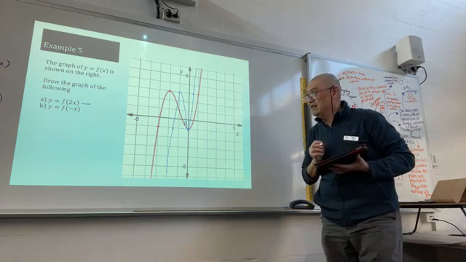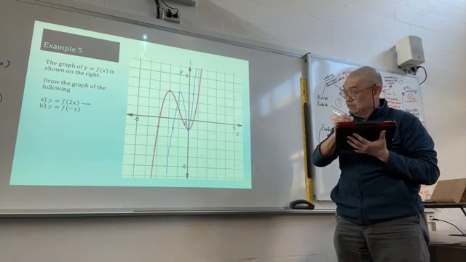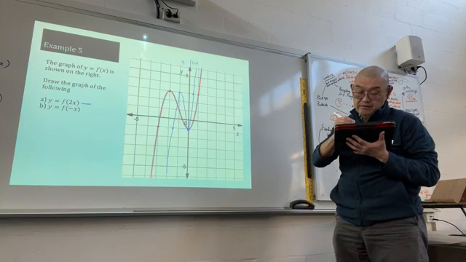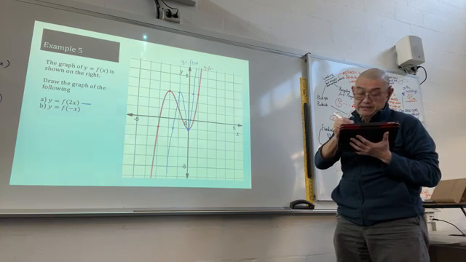Alright, so that is your y equals f(2x). This is f. Y equals f(2x), and the original is y equals f(x).